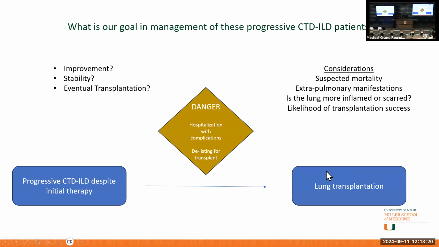So what's our general goal in management? Do we want to improve them, stabilize them, transplant them? This is the way that I think about it for most of my patients. If they have progressive connective tissue disease despite the initial therapy, a lot of times we want to keep them stable. If we can improve them in the beginning, if they're more inflammatory, which some of these patterns are, great, improve them, have them live their lives. Obviously, lung transplant has its mortality too, but if they're progressing despite treatment, I want to stabilize them so that we get to transplant as calmly and easily as we can.